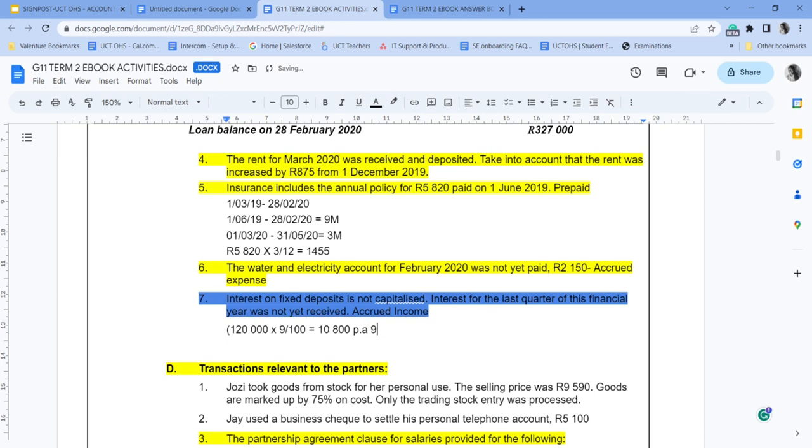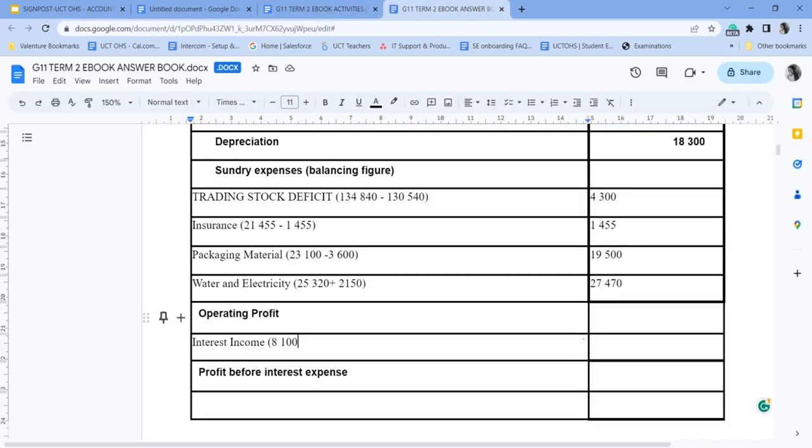You get it? We haven't gotten 3 months of the year. So we just say times 3/12. So now say 10,800 times 3/12. And then the amount that we're getting is 2,700. So the 2,700, you will add it with the other one that we had already gotten here. So this one plus 2,700.